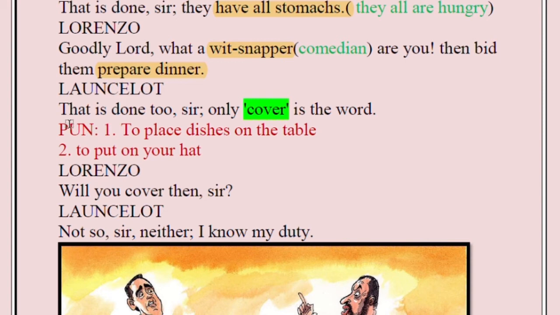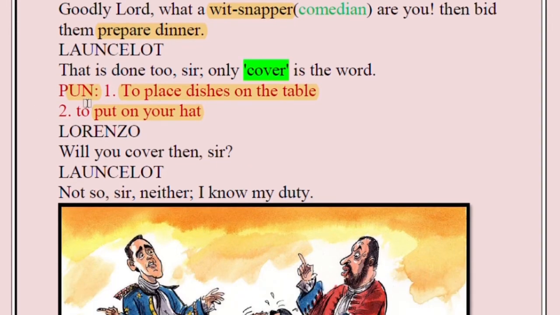Now, Launcelot uses a pun over here. What is a pun? Pun means when you are trying to mean one thing from this word cover and the other person is meaning something else. Let's see. What do you mean by cover over here? That the dishes are prepared, they need to be served on the table. That thing is left. But it also has a different meaning, that is to put on your hat. Lorenzo: Will you cover them, sir? So Lorenzo says, will you go and cover them? That means he meant, will you go and place the dishes on the table? But there is also another meaning, to put on your hat.